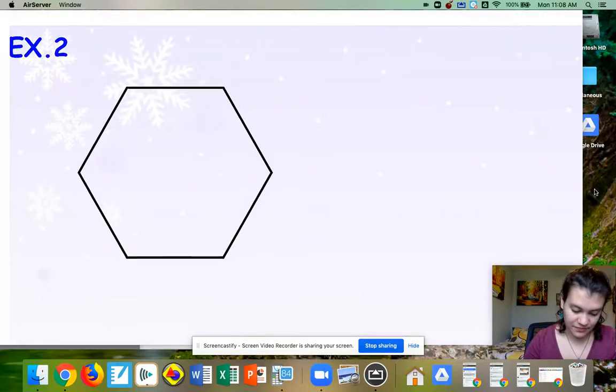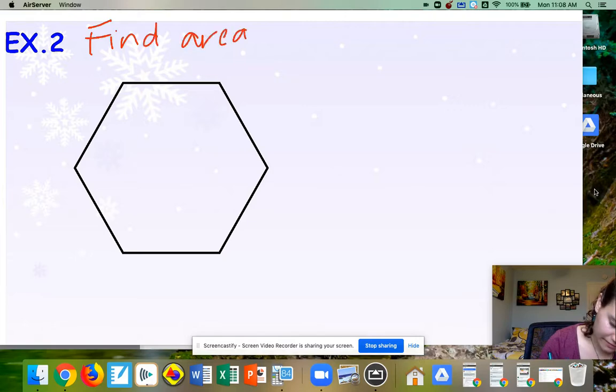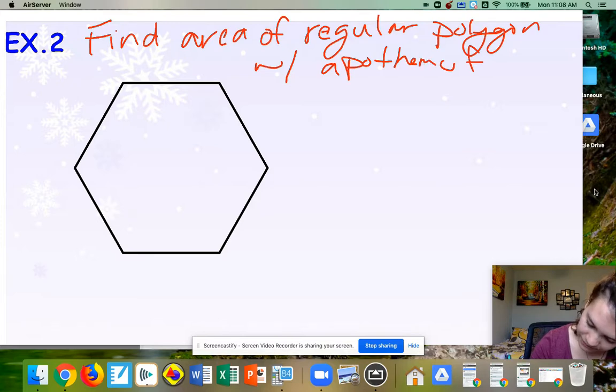We'll do another example. This one is a little bit different. This one, again, we're going to find the area of the regular polygon with apothem of 8 inches. So here's our regular polygon, and then it says we have an apothem of 8 inches. So coming from the center straight down, this is going to be 8 inches.